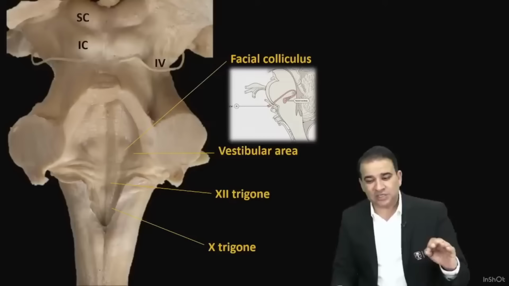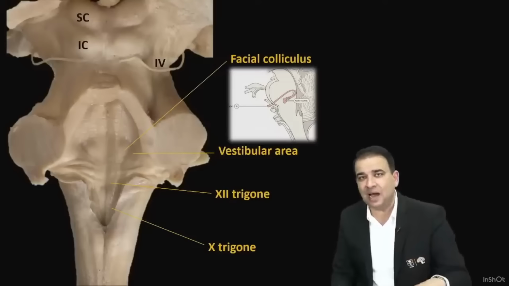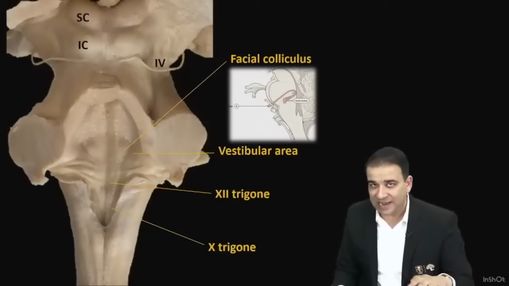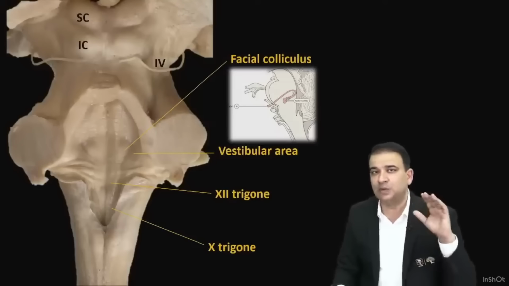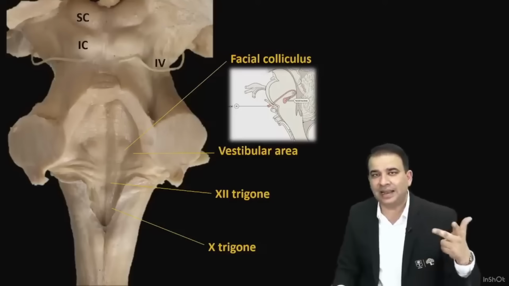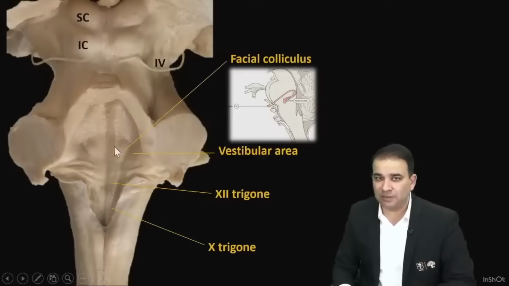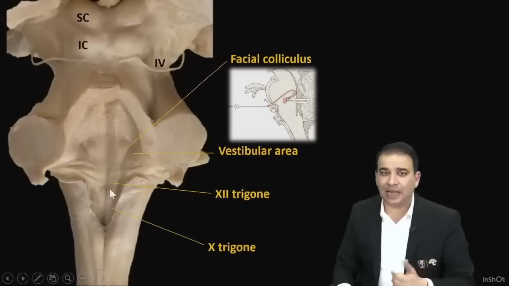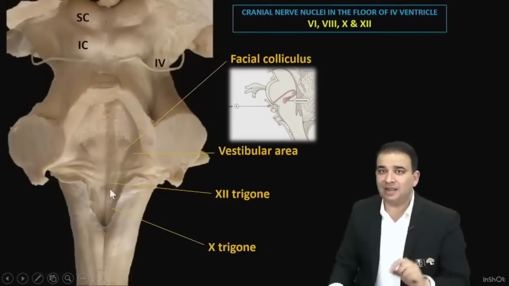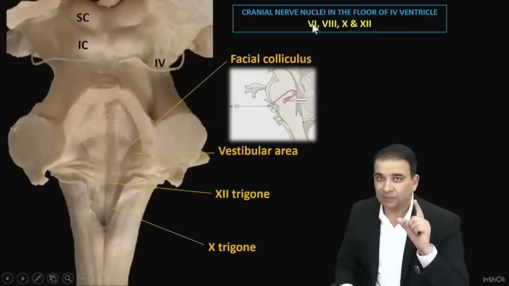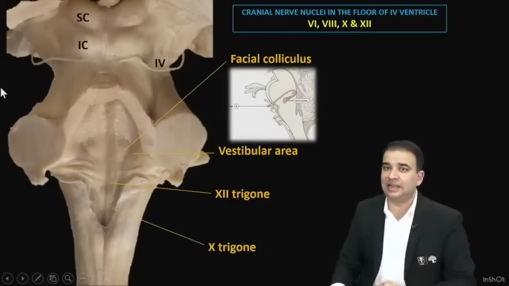So if the question says which cranial nerve nuclei are present in the floor of the 4th ventricle, then you will say it is 6, 8, 10 and 12. 6, 8, 10 and 12. The 6th, obviously, because the facial colliculus here has the 6th nucleus. Vestibular is 8, vagal is 10 and hypoglossal is 12. So the cranial nerve nuclei present in the floor of the 4th ventricle are 6, 8, 10 and 12.